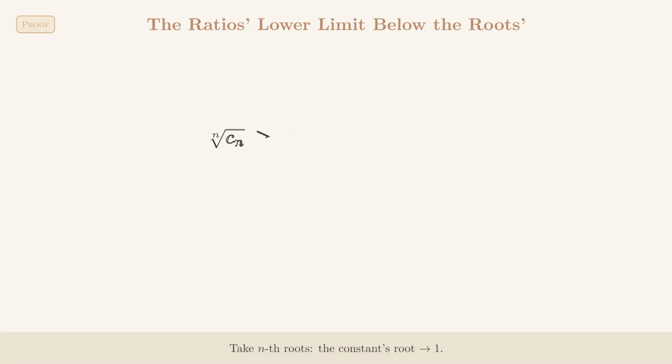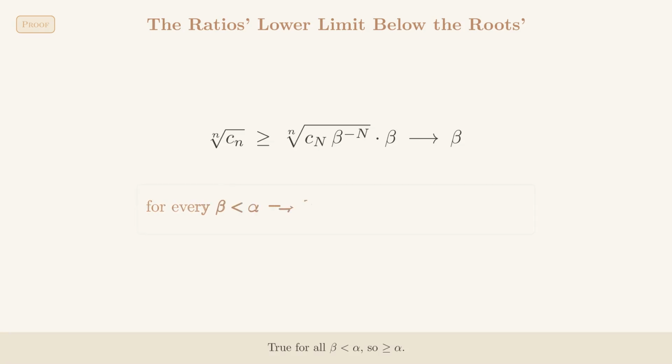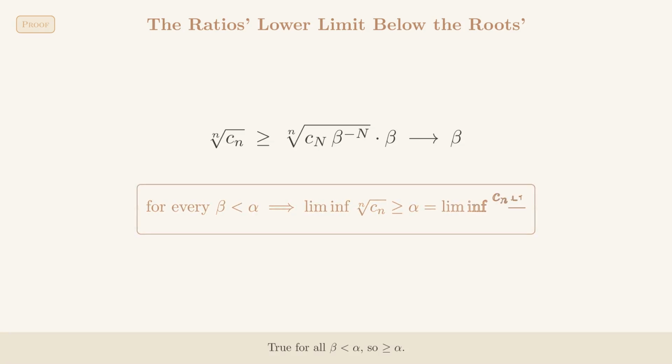Take nth roots on both sides. The root of the constant tends to 1, leaving beta. So the lower limit of the roots is at least beta. But beta was any number below alpha. Letting beta rise toward alpha, the lower limit of the roots is at least alpha itself. So the lower limit of the roots is never below the lower limit of the ratios. Together with the upper inequality, this completes the chain.